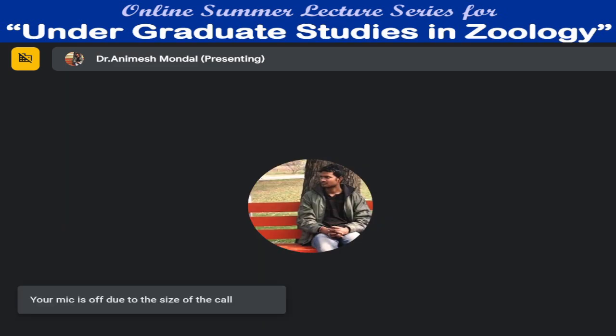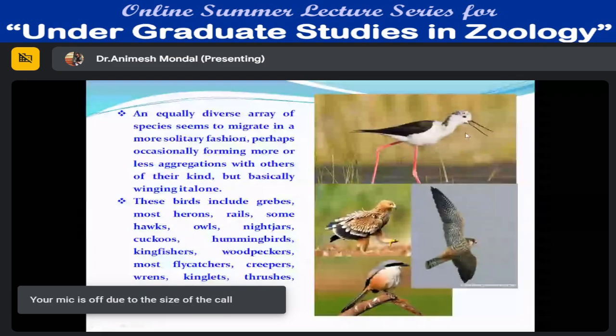So this is Blackwing Stealth, this is Imperial Eagle, this is Amur Falcon, this is Longtail Strike.